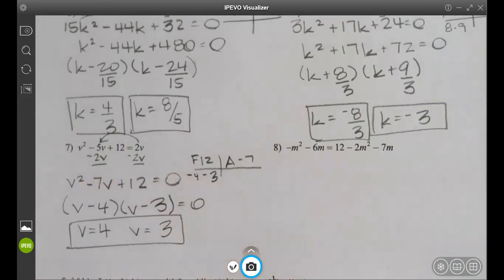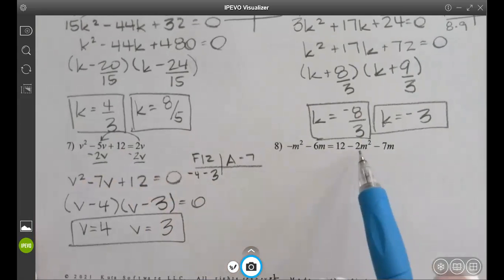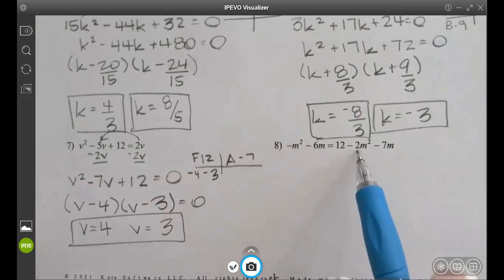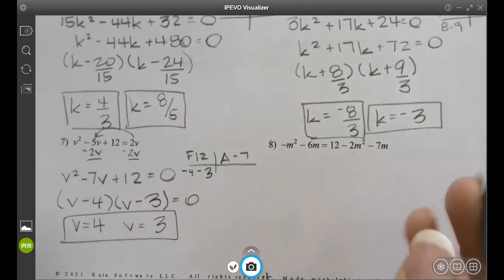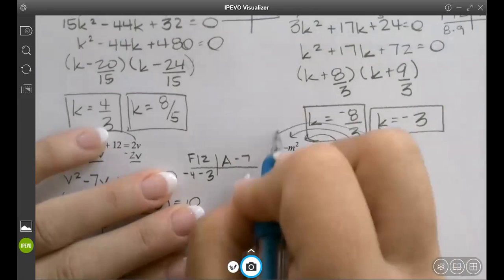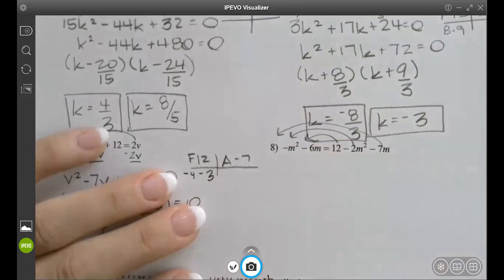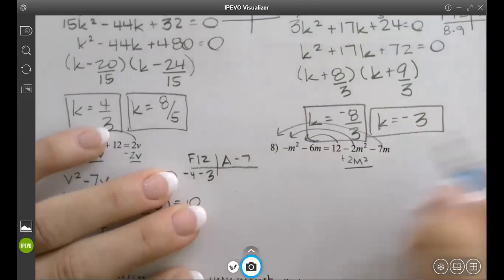All right, so the next one is kind of crazy. If you look at your M squared over here, both of them are negative, but this one is the smallest one. I've already told you to move the smallest one all the time. So we're actually going to move everything on this side over here, okay? So we're going to start with adding 2M squared. I'm going to do this all at one time so you guys can see it.